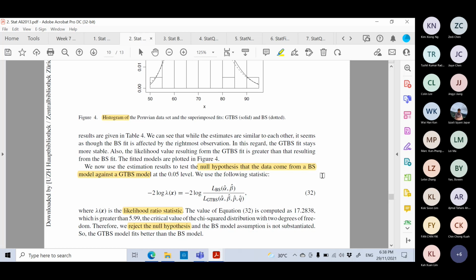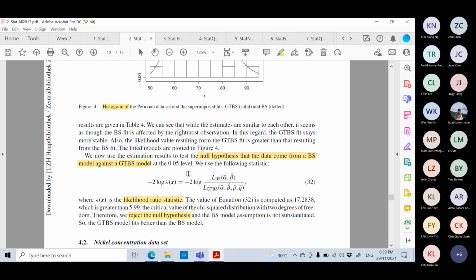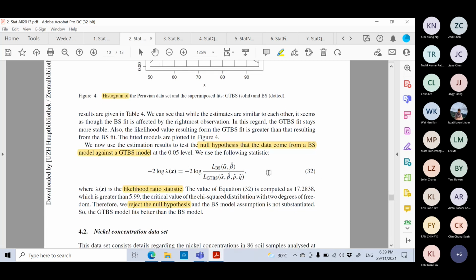Of course, some reviewers will claim: why do you only compare with the GTBS? Maybe you have other distributions that are more flexible or that can fit this particular data better. Then they will comment on why you did not compare with those distributions that fit the data well. So in the application, you need to justify your work.